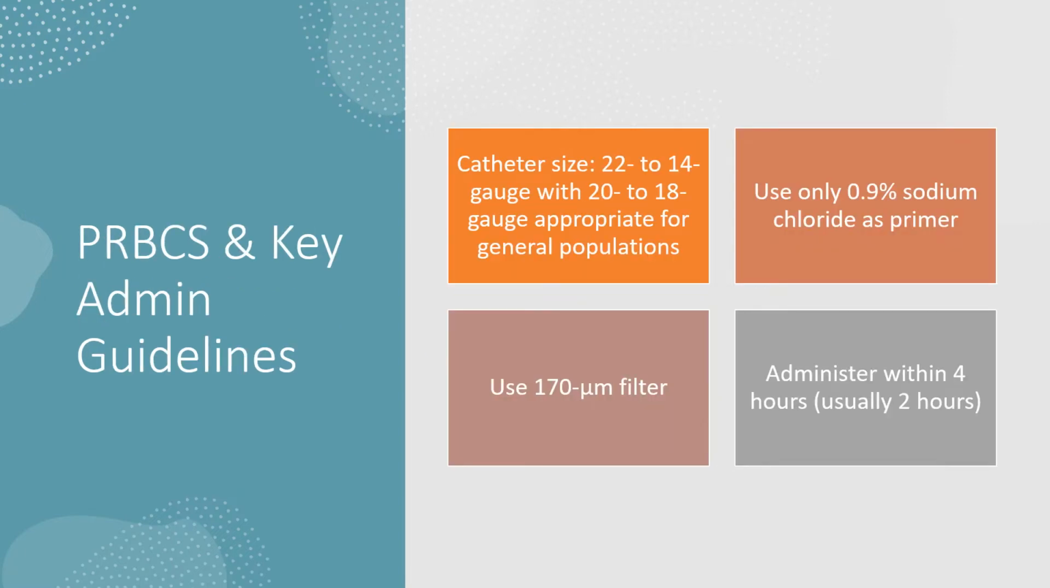There are some key considerations while administering packed red cells. Use an IV catheter suitable for the size of the vein and the purpose of the transfusion. The catheter could be anywhere from 22 to 14 gauge, but the most commonly used size is 20 to 18 gauge for the general population.